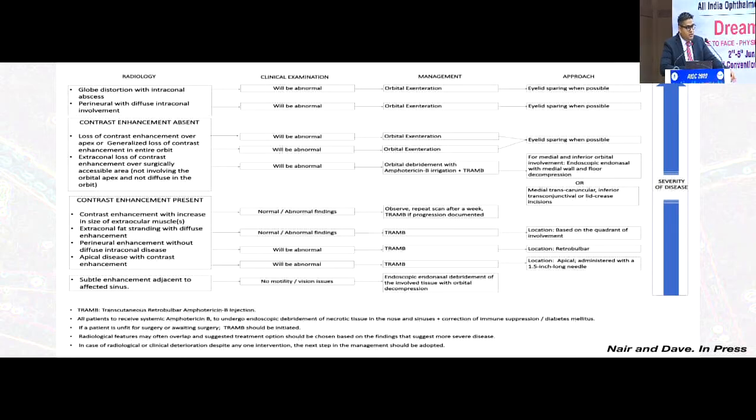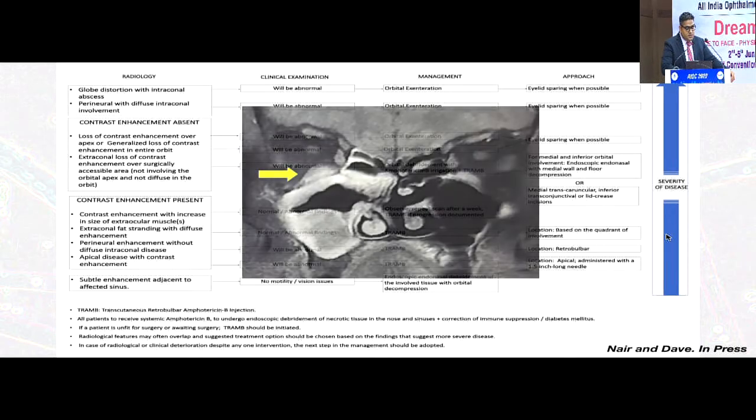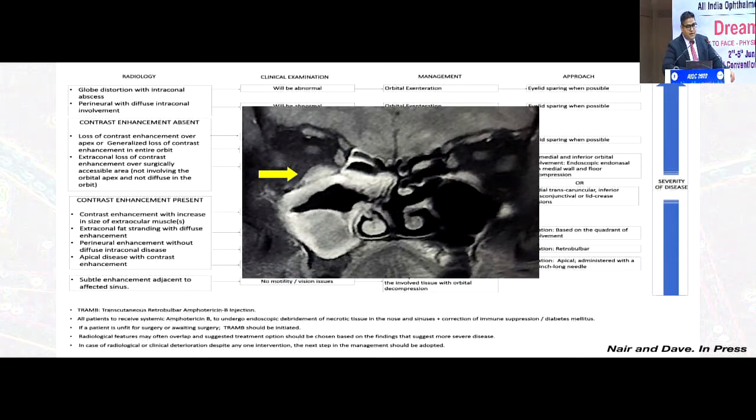These are the radiological features that we see on MRI that help us decide whether we need to exenterate or whether we need to give retrobulbar amphotericin B. The first thing that we see is subtle enhancement that is adjacent to a sinus. Here you can see the maxillary sinus's involvement, the extraocular muscle, the inferior rectus, is enlarged and contrast enhancement is seen. In this case, you would want to give retrobulbar amphotericin B.